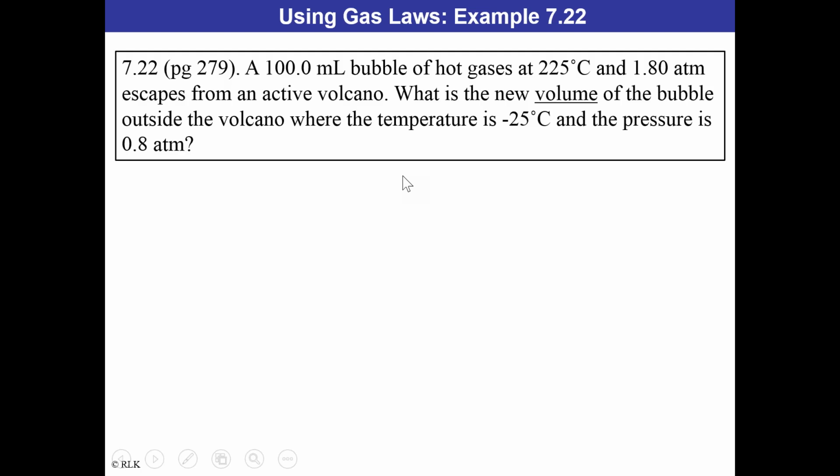Okay, so here's another example, 7.22, and this is also on page 279. Here we're going to look at a 100 milliliter bubble of hot gas at 225 Celsius and at 1.8 atmosphere escapes from an active volcano. What is the new volume of the bubble outside the volcano where the temperature is negative 25 degrees Celsius and the pressure is 0.8 atm? So up high in the atmosphere, the temperature is obviously cooler than it is at the ground surface, and also the pressure is slightly reduced.